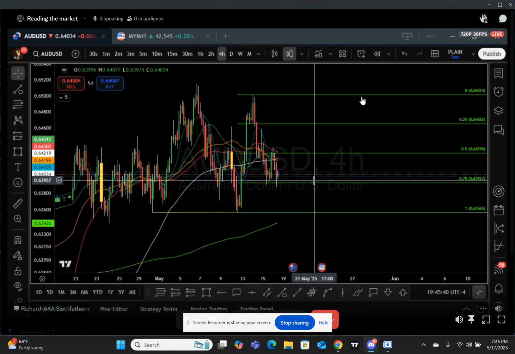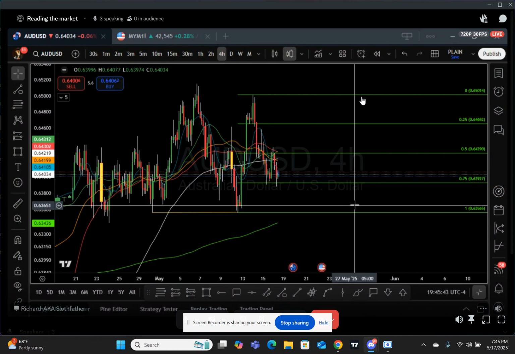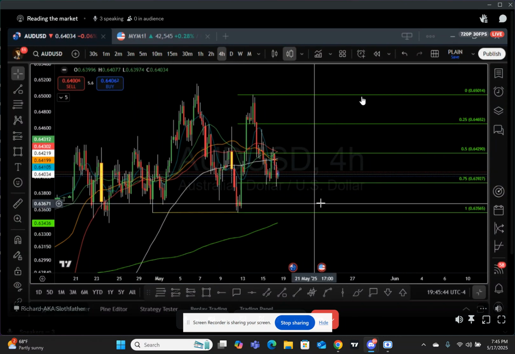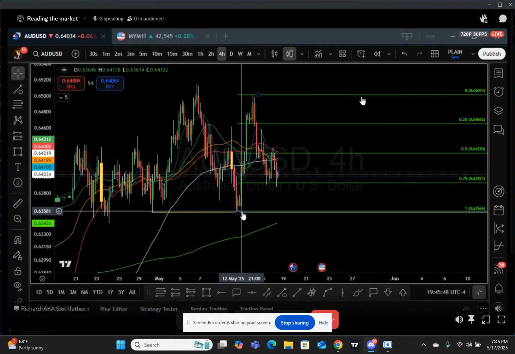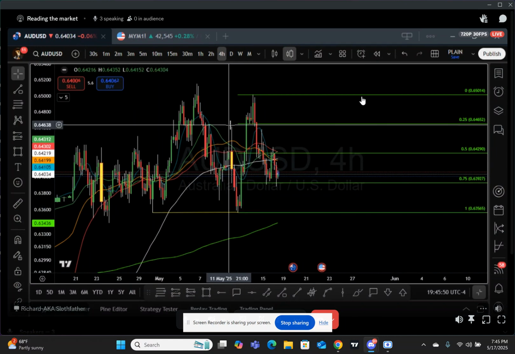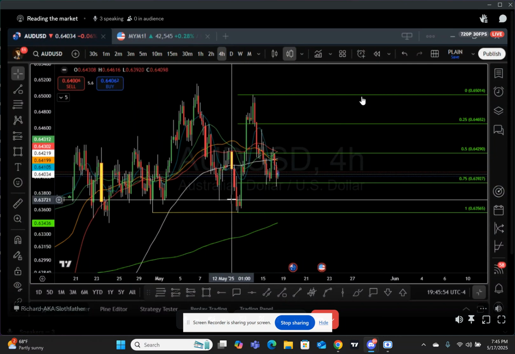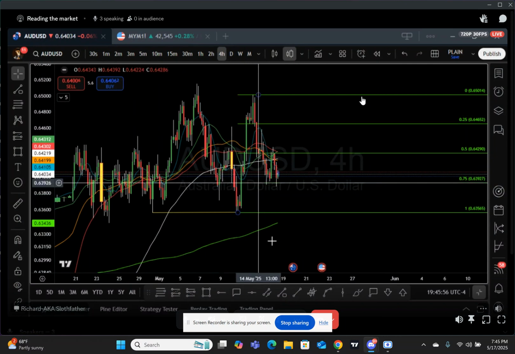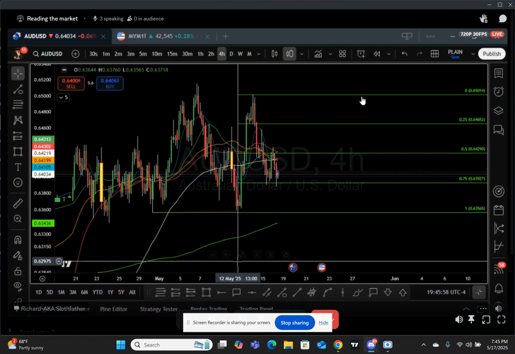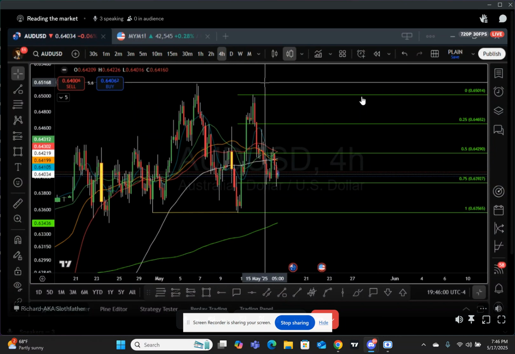So I know we have sell side liquidity down here, and that is also the bottom of my dealing range, because we swept this low and then we went and swept this high. Okay. And now we have our pullback. So now we have our actual dealing range. Okay. That I'm comfortable in.